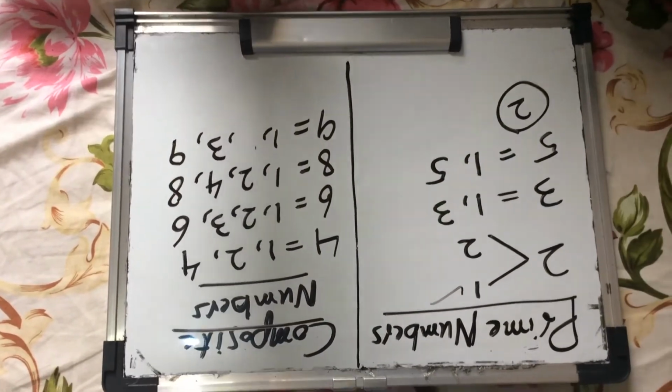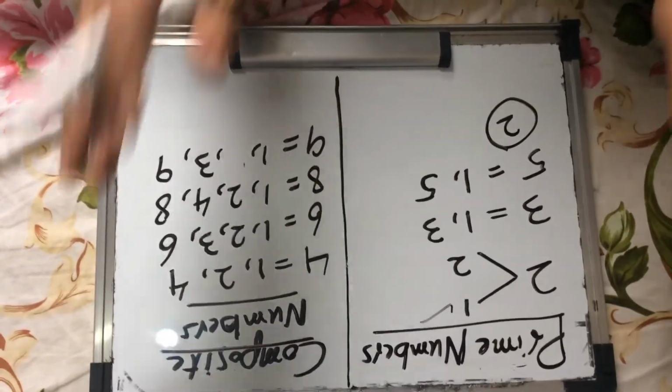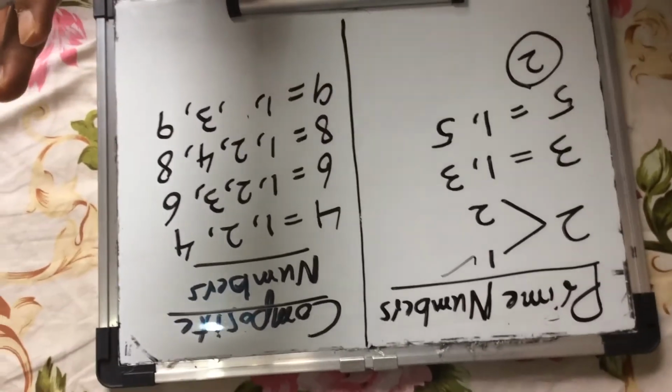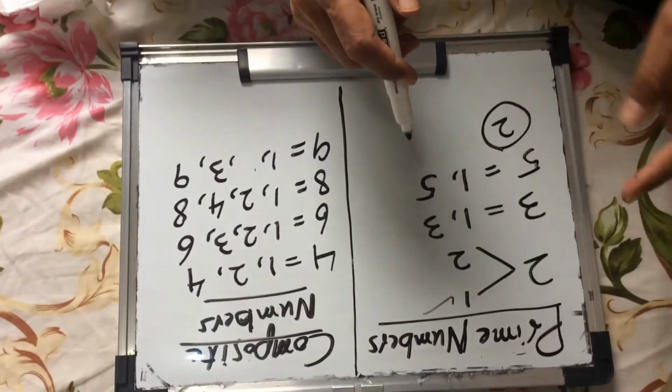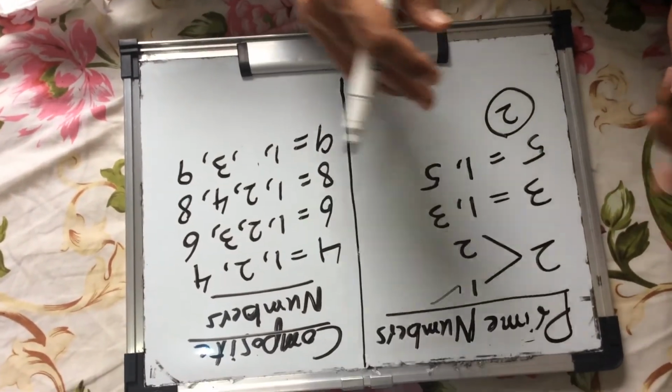Composite numbers are always positive whole numbers, they are never fractions. And 2 is a unique number. How? Because it is even as well as prime. Thank you so much.